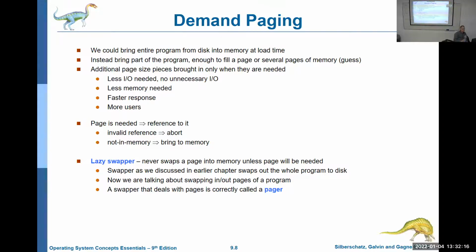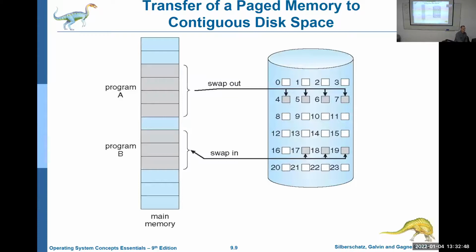A swapper that deals with pages shouldn't really be called a swapper. It should be called a pager. It's correctly called a pager, but in computers people sometimes use the old term for the new thing, so some people will call it a swapper. It's really a pager. Swapper technically refers to swapping out the whole program. But we still like that word. It's a nice word, swapping, because we don't know what paging means. Maybe paging means dividing the memory. But we're going to use the word swapping.